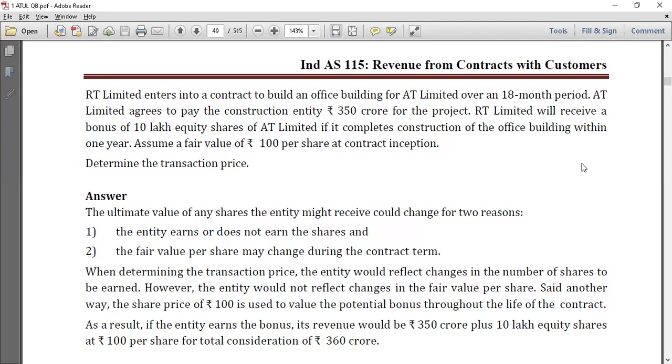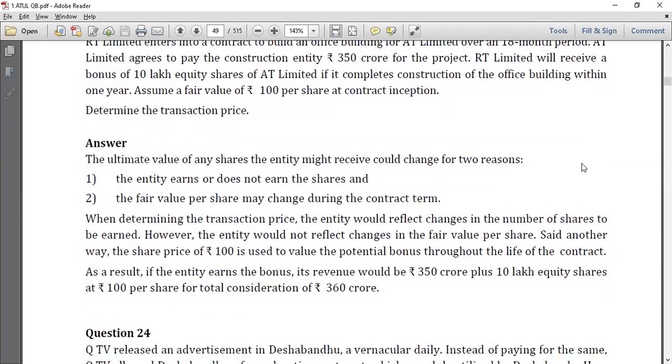Said another way, the share price of 100 rupees is used to value the potential bonus throughout the life of the contract. You can say that it's like a bonus of 100 rupees. As a result, if the entity earns the bonus, its revenue would be 350 crores plus 10 crores, that is 360 crores. That's all about the 23rd question.